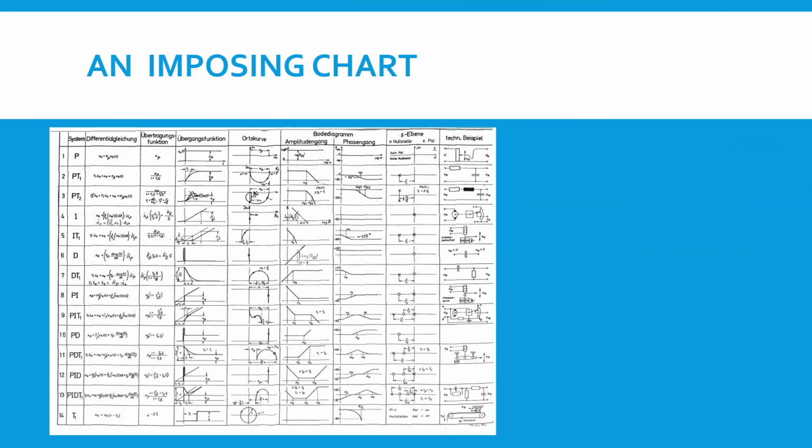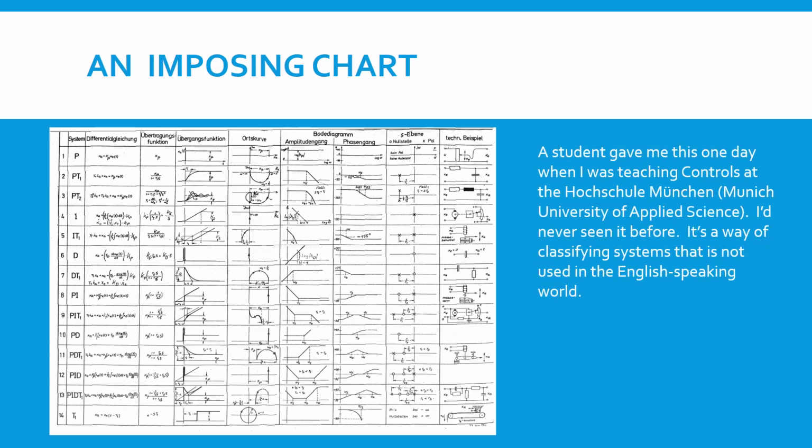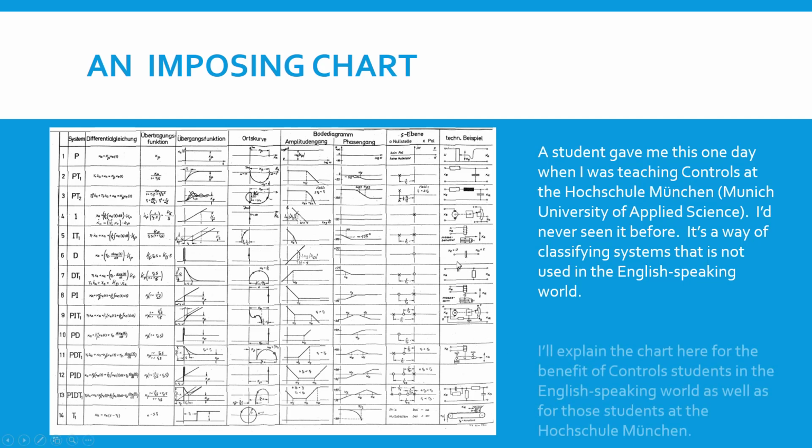One day, when I was teaching controls at the Hochschule München, which is the Munich University of Applied Science, a student gave me this chart, and I'd never seen this chart before, and I'd taught controls for quite some time before that. So it was a new thing for me to see this method for classifying control systems.